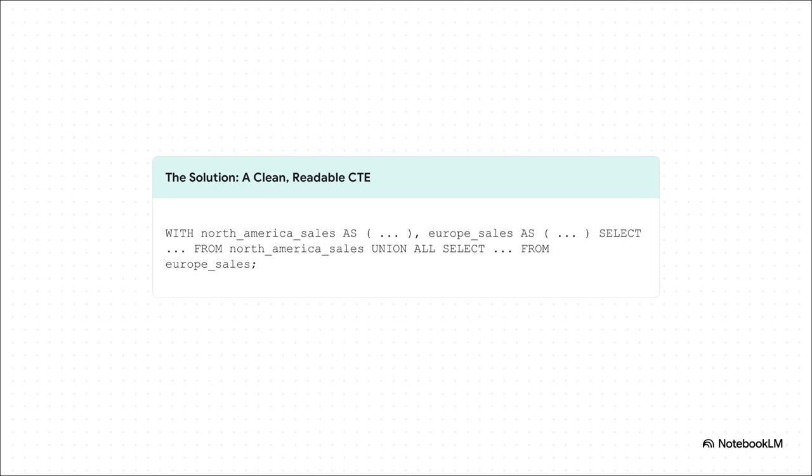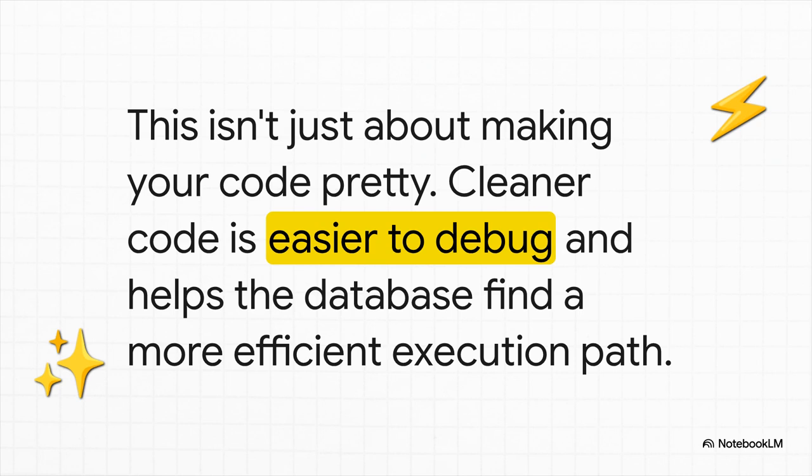Here, we define North America sales. Then we define Europe sales. Then we put them together. It reads like a story, not like a tangled puzzle. And listen, this isn't just about making your code look pretty. Yes, it's way easier to debug, but it also helps the database itself understand your intentions, which can help it find a much faster, more efficient way to get your data.